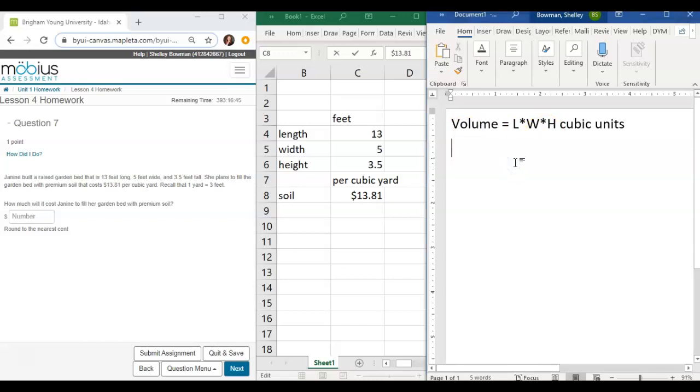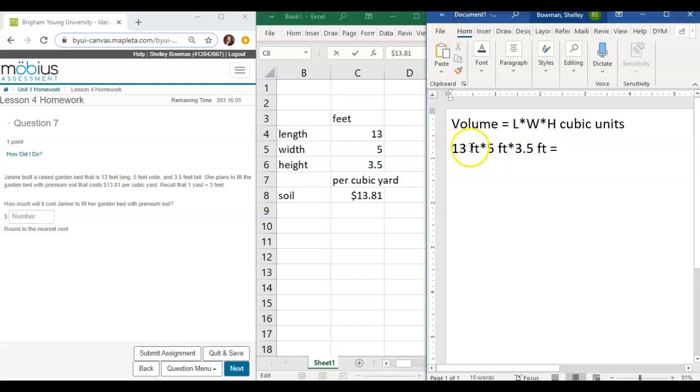So over here, our volume for her raised garden bed will be length times width times height, which is 13 times 5 times 3.5. And if I want to throw in the measurements as well, it was 13 feet, 5 feet, and 3.5 feet. The only reason I would do that is so that it reminds me of the units here, and because I have feet times feet times feet, that's feet cubed or cubic feet, just as a reminder that you're working with 3 dimensions. So then I have feet cubed.